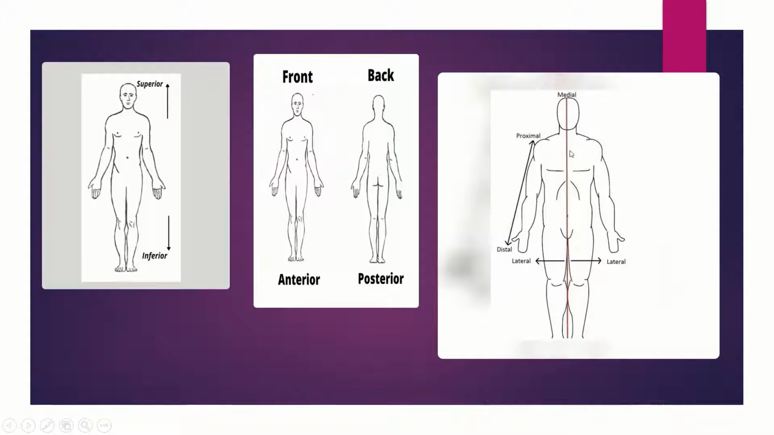This vertical line is the midline. So, towards this midline, whatever body part is present, it's mentioned as medial. Away from the midline, it's lateral. Proximal is towards or the nearest part of the trunk or the origin. Distal is away from the trunk or the part or the origin.